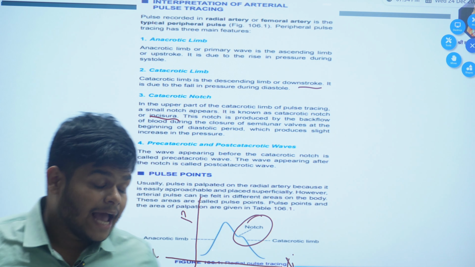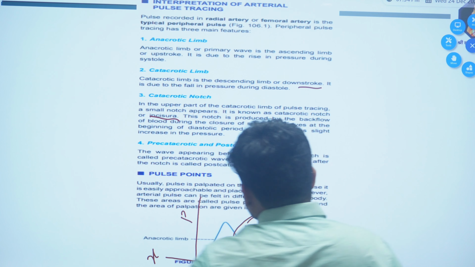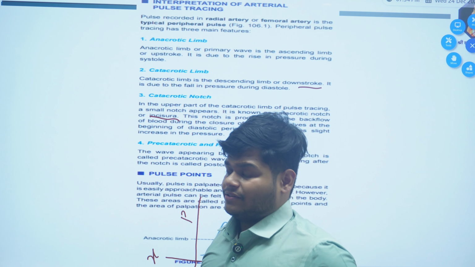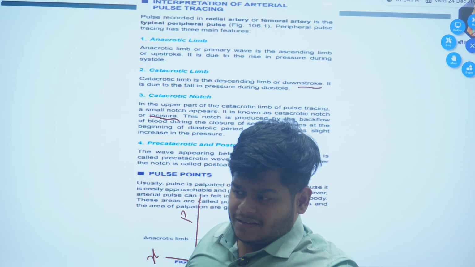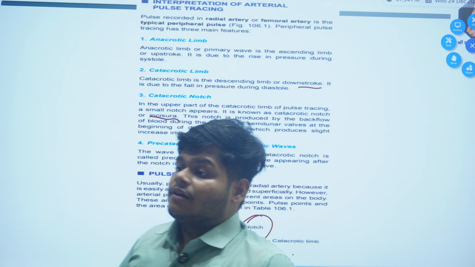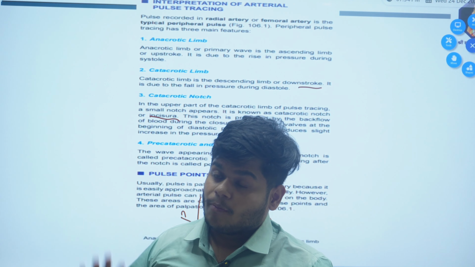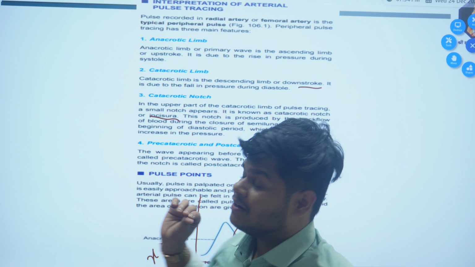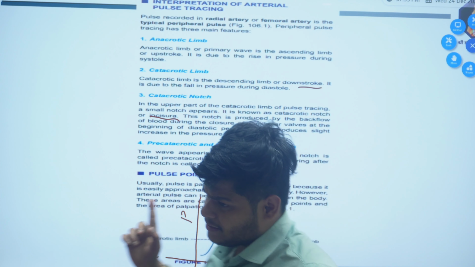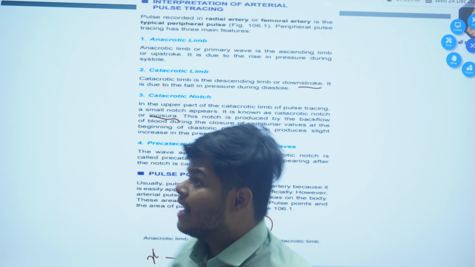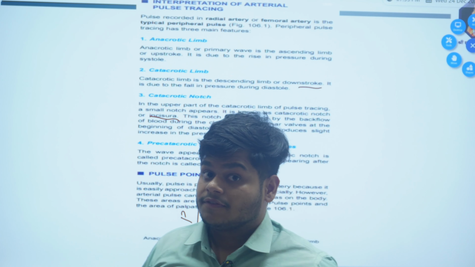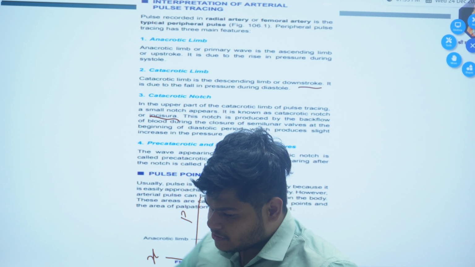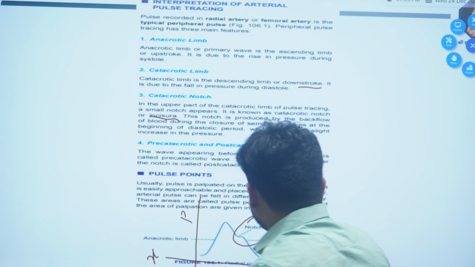Now this notch happens due to a condition. When we learned about the cardiac cycle in our past classes, we saw that there is a closure of semilunar valves when the blood flows from the left ventricle to the body parts through the aorta, right? And that aorta has semilunar valves, right? When those semilunar valves close, this notch is produced.